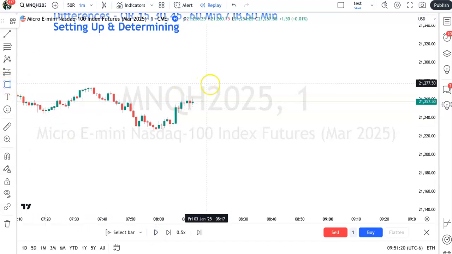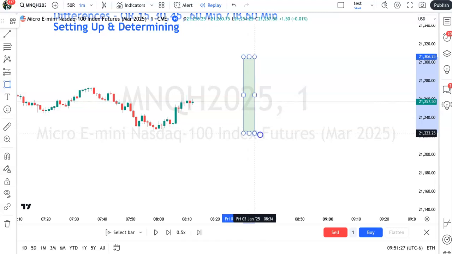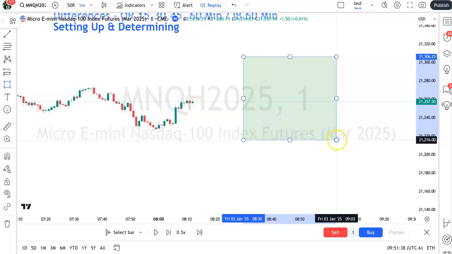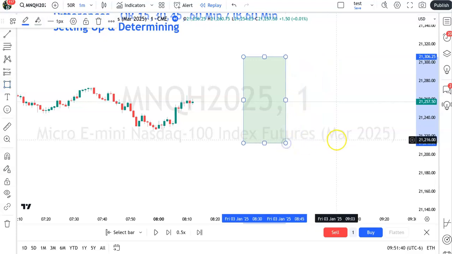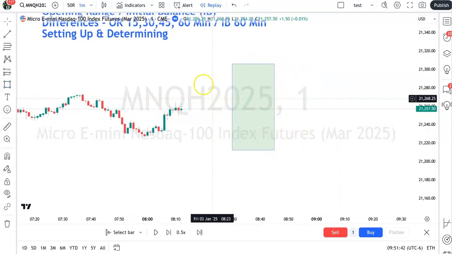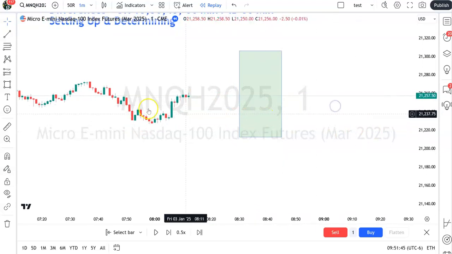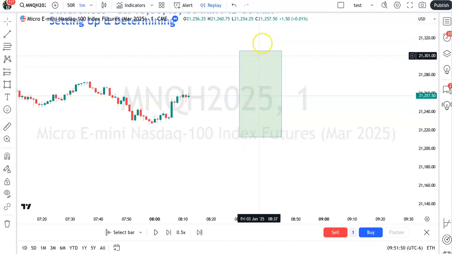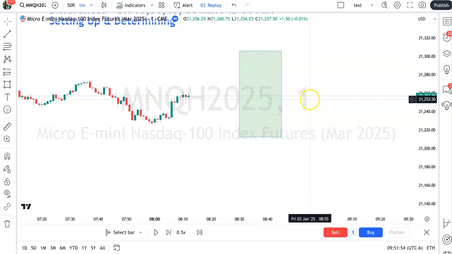I use the box function, and I go over to 8:30. This is 8:30 now, and I just draw a blank box, and you can choose whatever color background you want. This just happens to be green. And I go to 8:45, okay? And then I just, whoops, I thought I clicked it. Okay, so there. This is just sitting there as a placeholder. So as price gets into here, then I will expand or contract this box to correspond with the different levels.